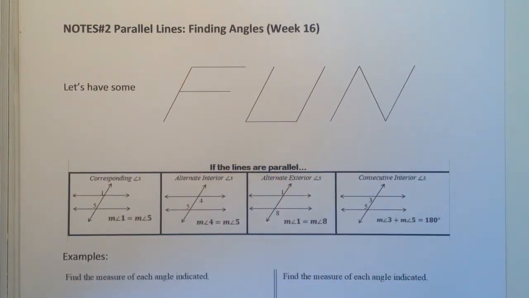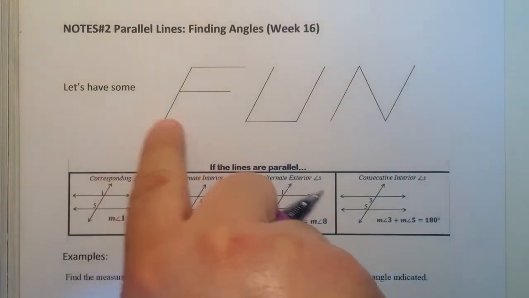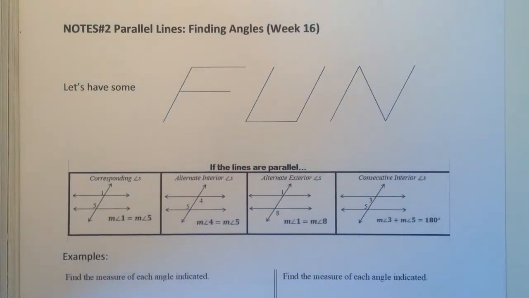Today we're going to be doing notes number 2 for this week. It's called Parallel Lines, Finding Angles. So we're going to start off by having a little bit of fun here, in quotes. Yesterday we learned that there are basically 3 types of angles that happen with parallel lines: corresponding, alternate, and consecutive.